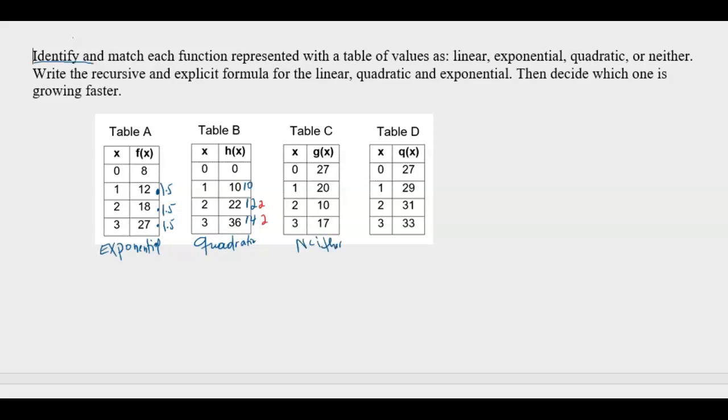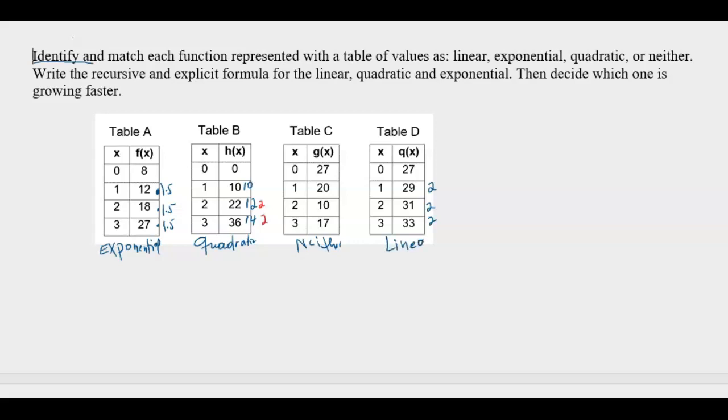Okay, and the last one, table D. So let's see, what do we add? From 27 to 29, we add 2. 27 plus 2 is 29, and 29 plus 2 is 31, and 31 plus 2 is 33. So that has a common difference, so that one is linear.